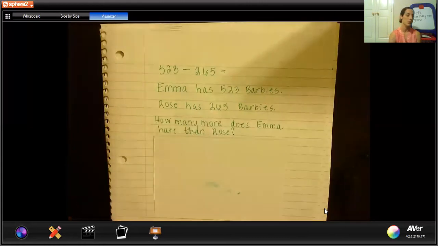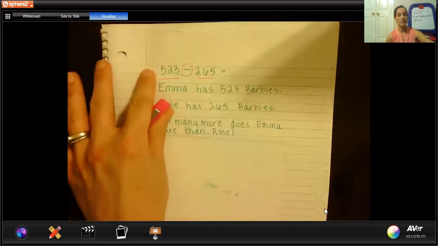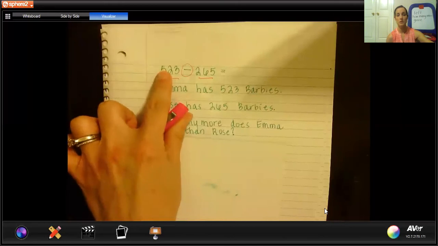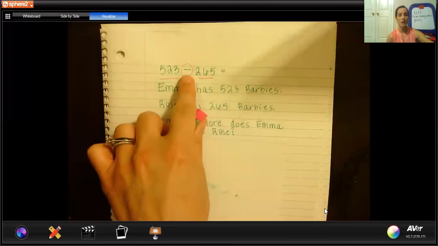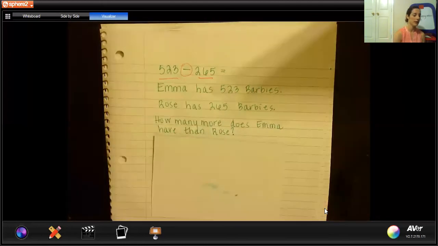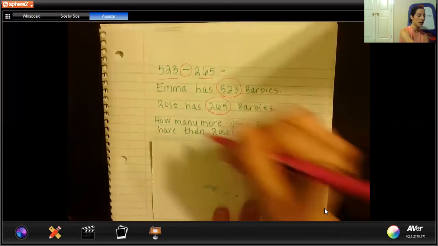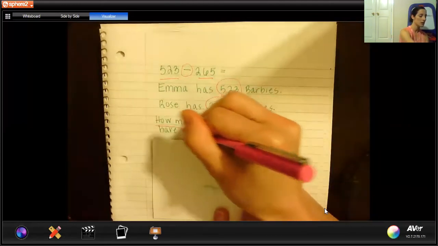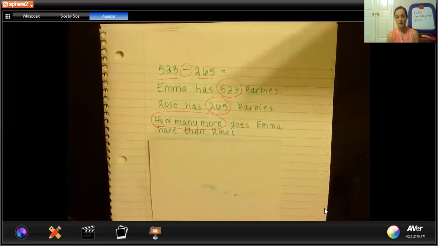Remember that your number sentence, so we need to make sure we're using 523, we're using 265, we're using our subtraction symbol. Okay, remember I have 265, and we are using how many more. Okay, so I just generated my own problem using that number sentence.